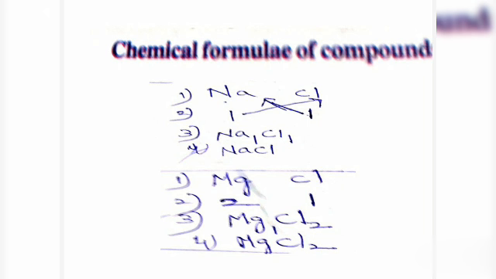First step, we write the symbols of the elements. Second step, we write the valency of those elements. Third step, interchange the valencies: magnesium's valency is written downside of chlorine, and chlorine's valency is written downside of magnesium. So right now Mg, chlorine valency 1, Mg1. Next to chlorine, magnesium valency 2, written downside of chlorine, Cl2. So Mg1Cl2. Fourth step, MgCl2. If 1 is there, no need to write that 1. So we can write the formula of magnesium chloride as MgCl2.